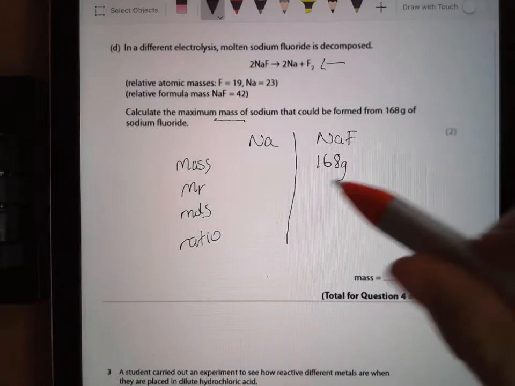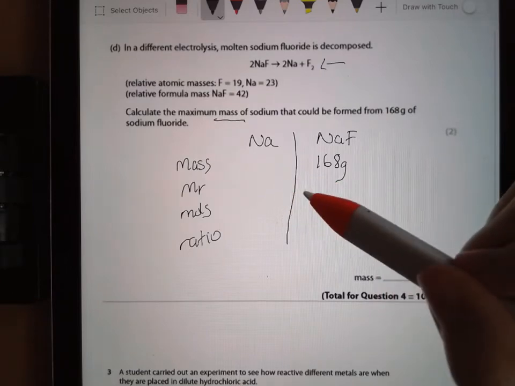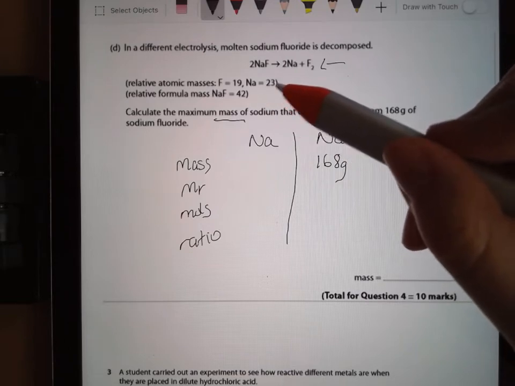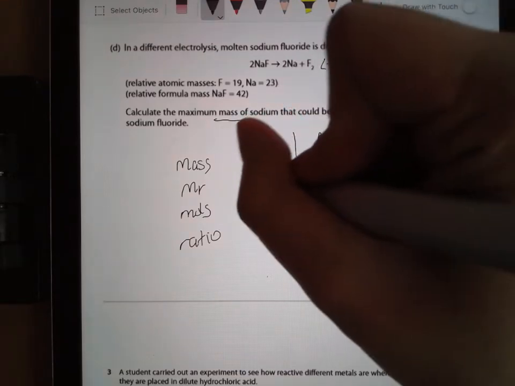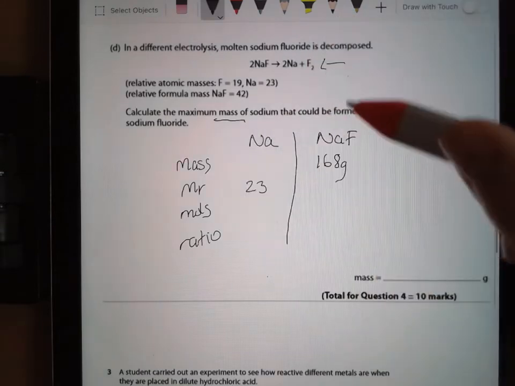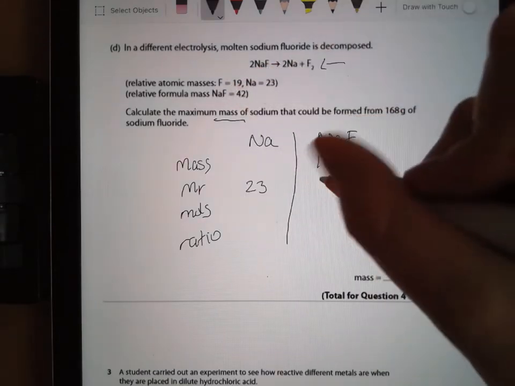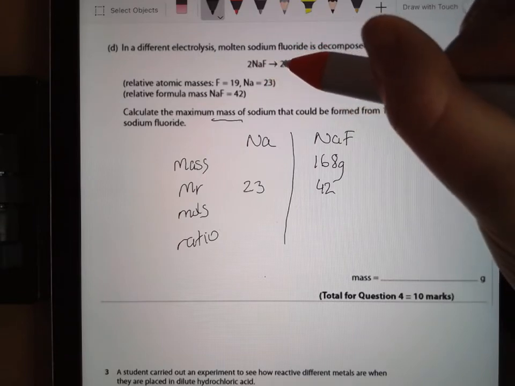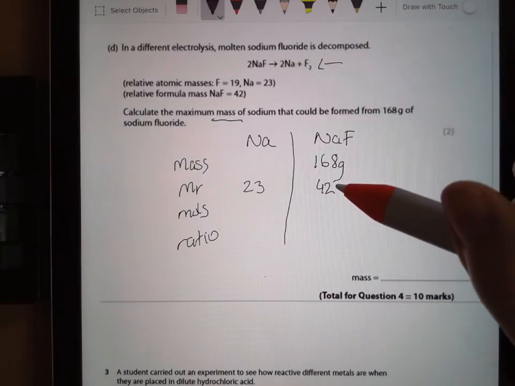Formula mass, usually I'd calculate this myself using the periodic table, but they've already given me all of this information. The formula mass of just sodium by itself is 23. The formula mass of sodium fluoride is 42. And remember, when you're doing formula mass, you're never using the big numbers from the balanced equation. We use the big numbers for ratio, we don't use them for formula mass.